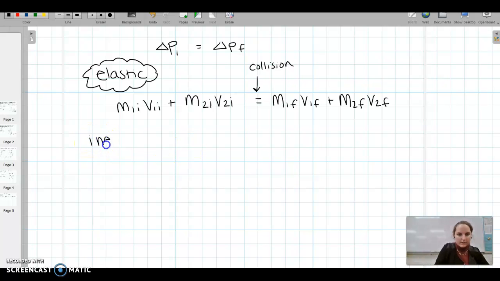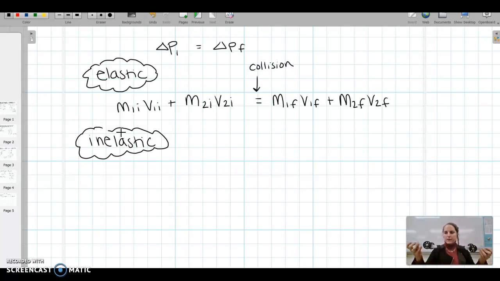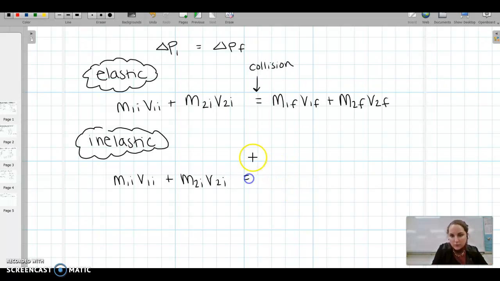So again, this is inelastic. And just like we saw, sorry about that noise, these carts are both starting the same way, right? They both have mass, they both have a certain amount of velocity. So they're both going to start the exact same way before the collision. So m1 initial times v1 initial plus your m2 initial times your v2 initial. Again, they're both starting the exact same way. And that equal sign still represents our collision point.